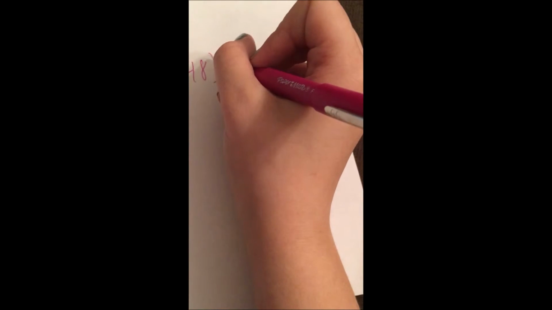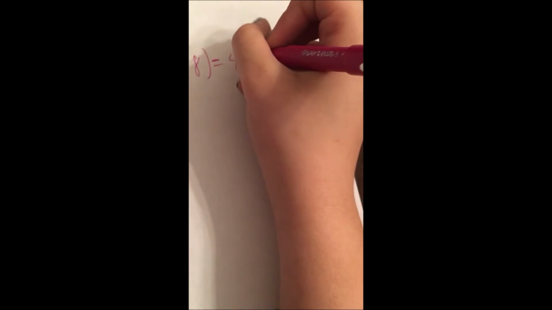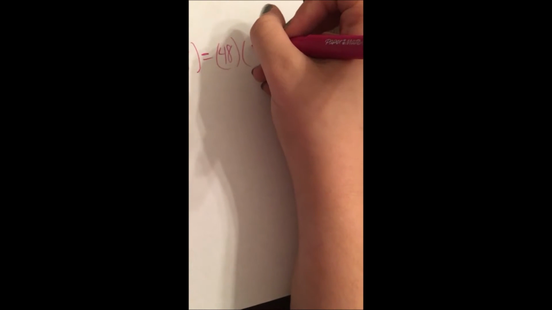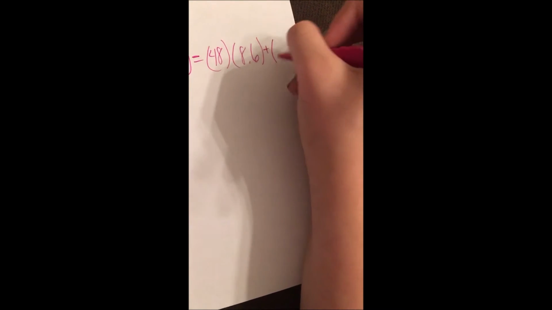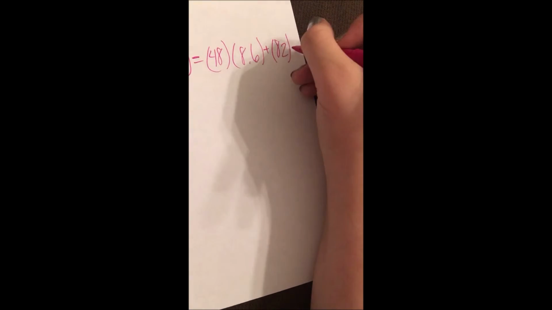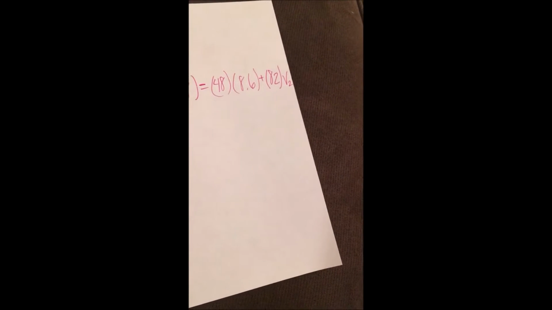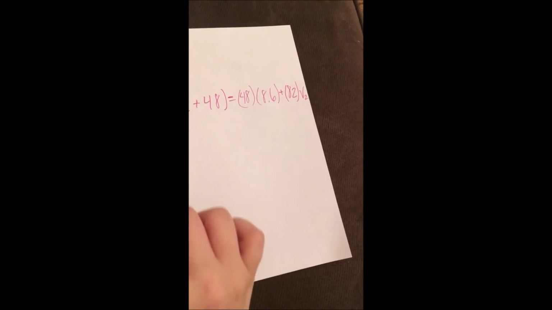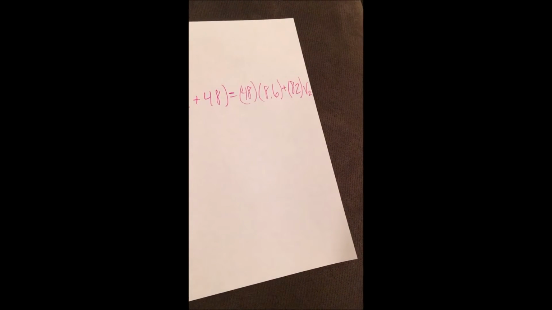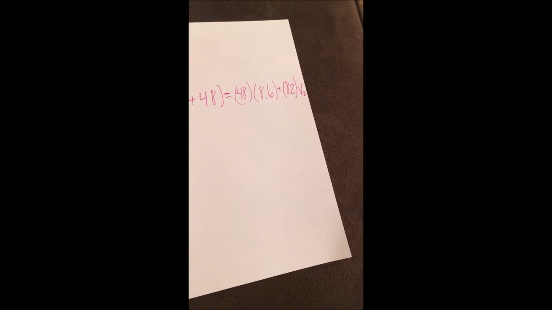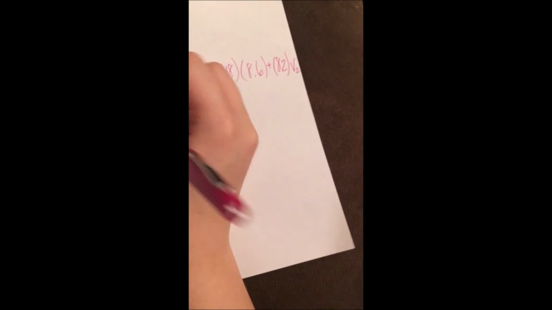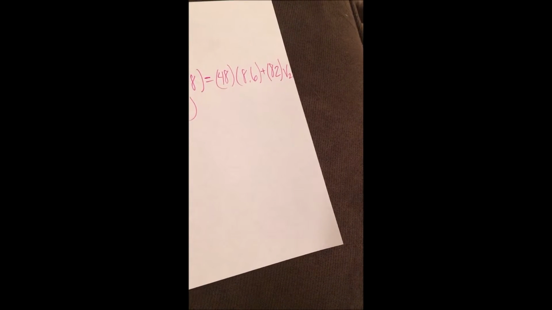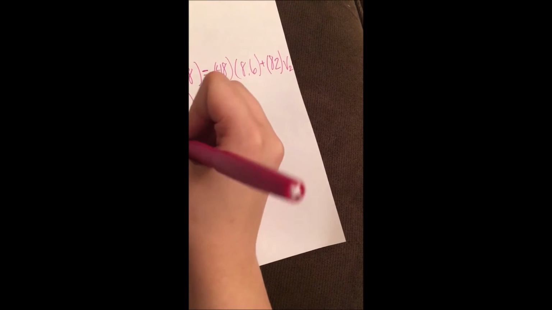This would equal the girl's final speed times her mass, and the boy's mass times his final speed. So, we first need to add up 82 plus 48. This is 130. 130 times 7.4 is 962.